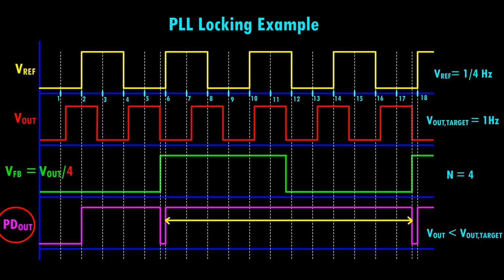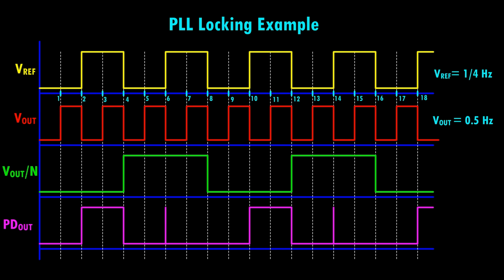Now let's move forward in time and consider a point where the VCO output frequency has increased compared to its previous value, but it is still below the target frequency of 1 Hz. At this point, we observe that the phase frequency detector output pulse has a significantly shorter duration. As a result, the charge pump switches will only charge the capacitor for a shorter period, causing a reduction in the slope of the VCO control voltage. Thus, while the VCO output frequency continues to increase, it does so more slowly than before.